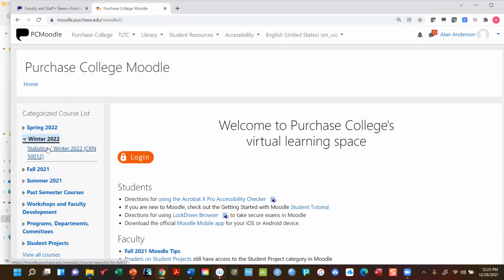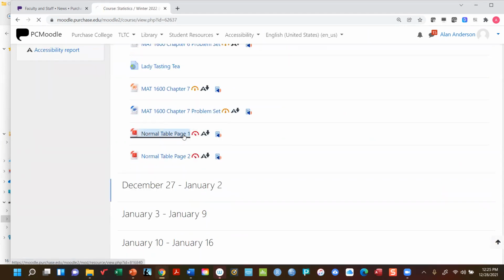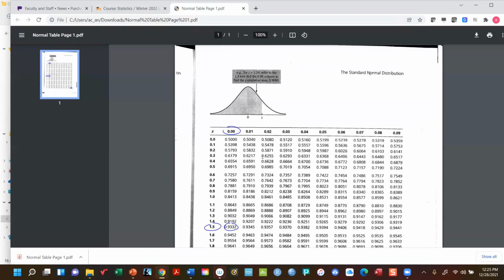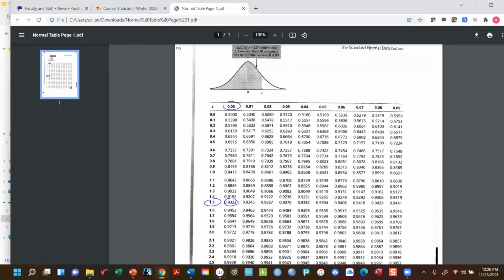Not today, it's too late, but here they are. Let me just open one of them up at random. There's 2 of them, one for positives and one for negatives. And it's just a whole table of values. And we'll use this table to come up with probabilities for different scenarios.